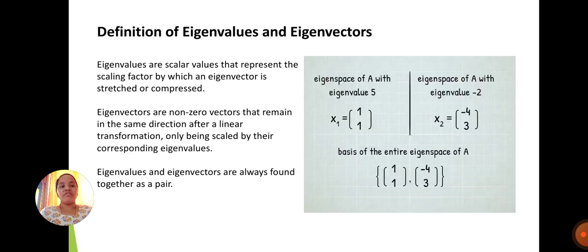Definition of eigenvalues and eigenvectors. Eigenvalues are scalar values that represent the scaling factor by which an eigenvector is stretched or compressed. Eigenvectors are non-zero vectors that remain in the same direction after a linear transformation, only being scaled by their corresponding eigenvalues. Eigenvalues and eigenvectors are always found together as a pair.